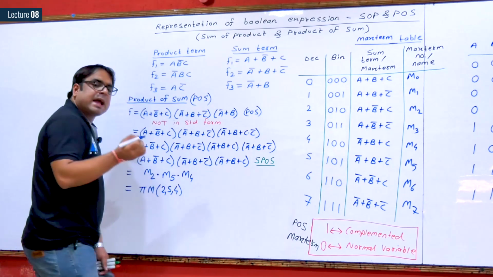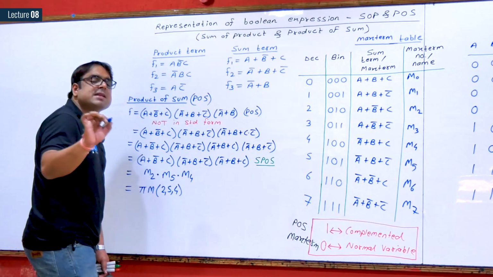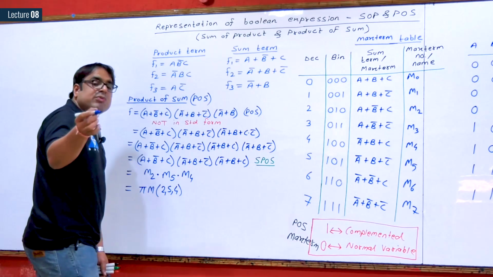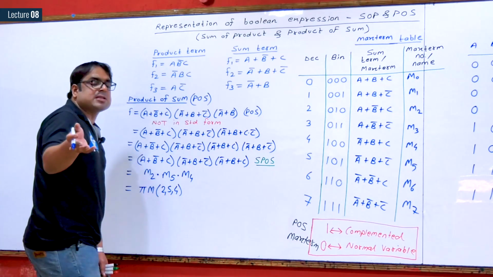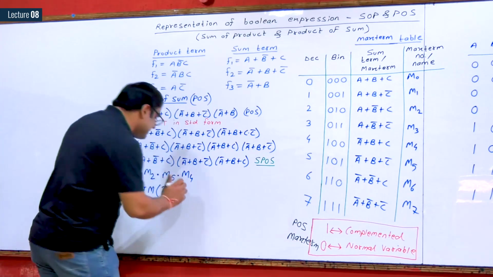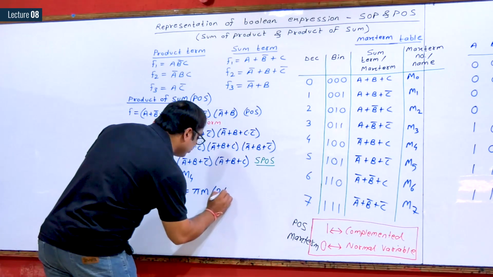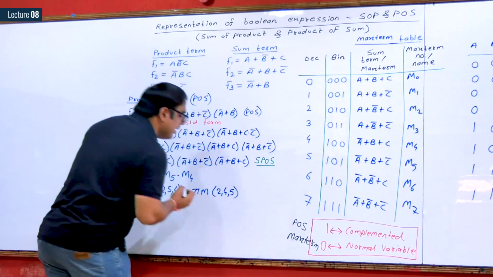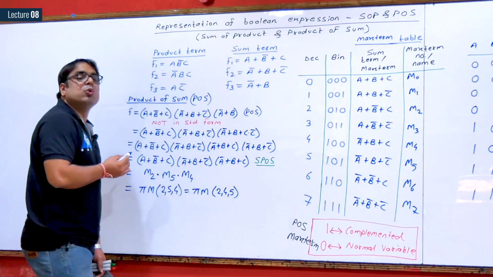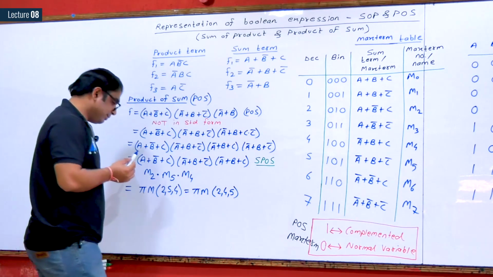2, 5, 4. Again the same thing, write always the number in increasing order. Whether it be min terms or max terms, just write the numbers in increasing order. So this would be pi M 2, 4 and 5.